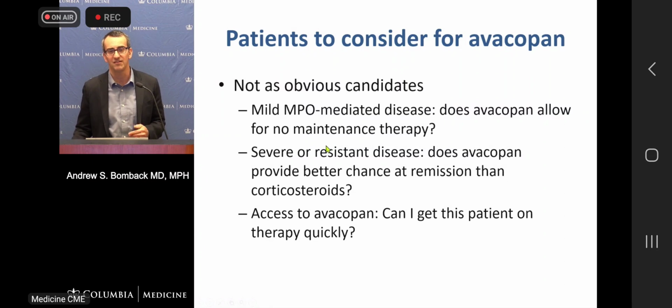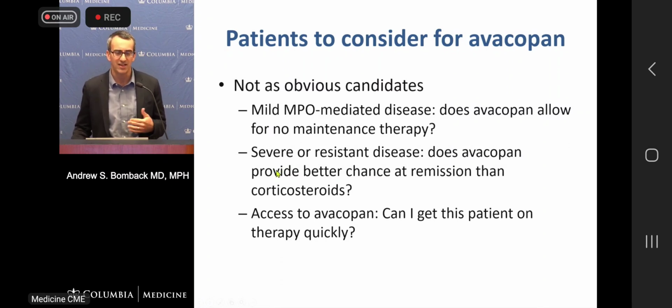Severe or resistant disease: does avacopan provide a better chance at remission than corticosteroids? Some of the subgroup analysis from the ADVOCATE suggests that. However, if I see someone with a very heavy crescentic burden, more than 50% of their glomeruli have crescents, I'm still tending to go the corticosteroid route over avacopan.